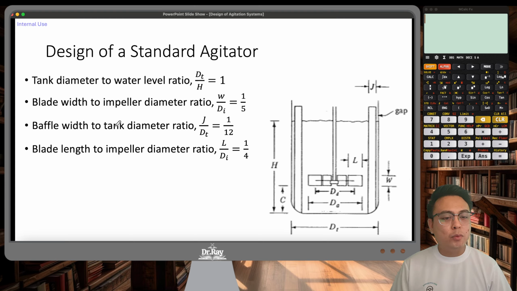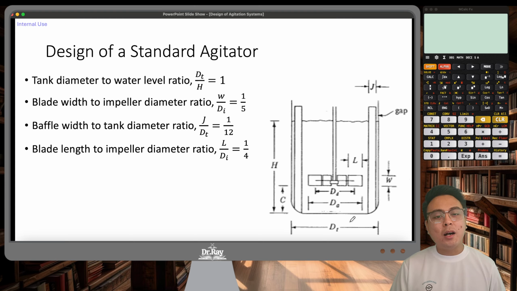Now, in this slide, we see the design of a standard agitator. We call this a standard agitator because it's based on decades and decades of experience that these proportions for a standard agitator work very well for even different sizes or different scales. So the standard tank diameter to water level ratio is 1, meaning the height of the liquid inside of the tank should be roughly the same as the diameter of that tank.